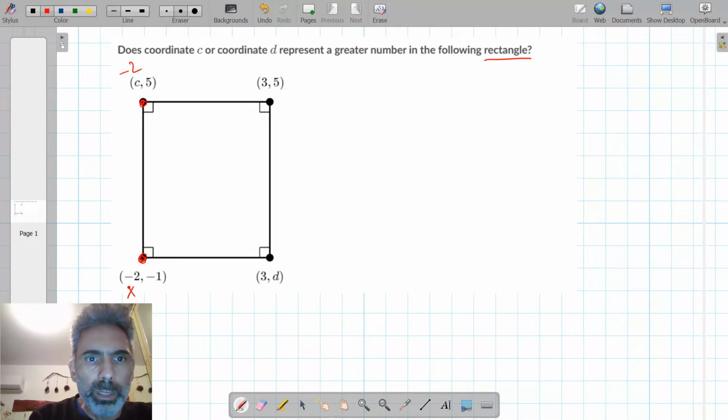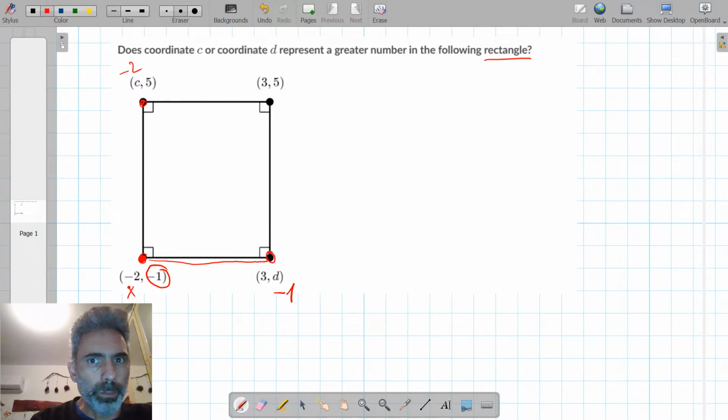And point D, coordinate D, has the same y value of this point here, because this segment here is horizontal. So the y value of the bottom left point is the same as the y value of the bottom right point, which means that D is also -1. It is the same y value.